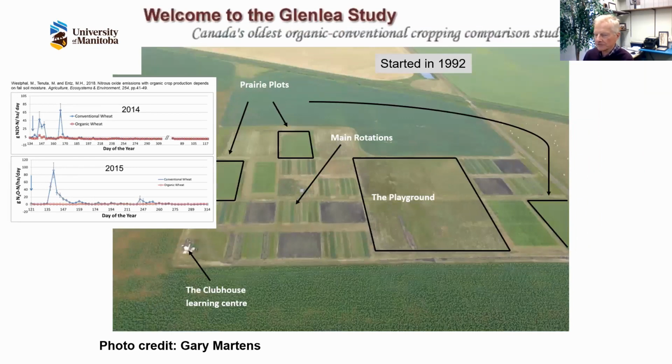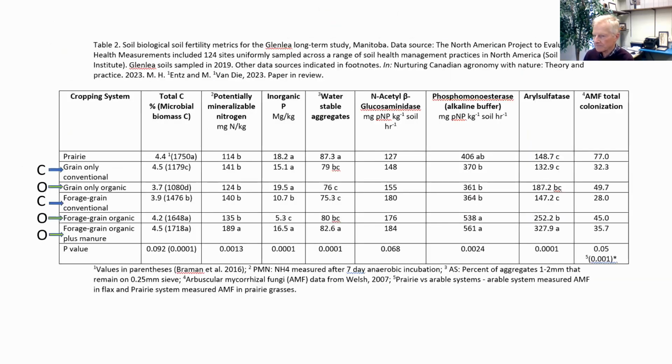We've done many measurements here. We know these soils quite well, and we know how they react. For example, this shows nitrous oxide emissions over 2 years in the conventional and the organic wheat. We have learned that the organic wheat system at Glenlee emits less nitrous oxide than the conventional, and even less per bushel of production.